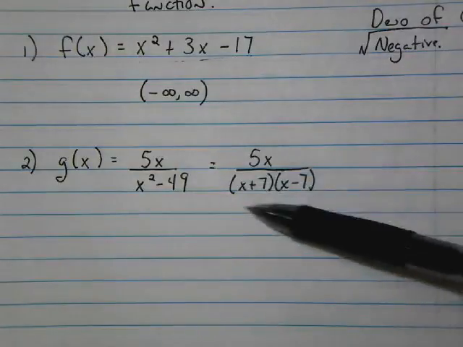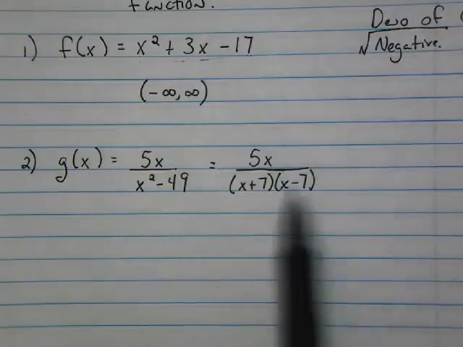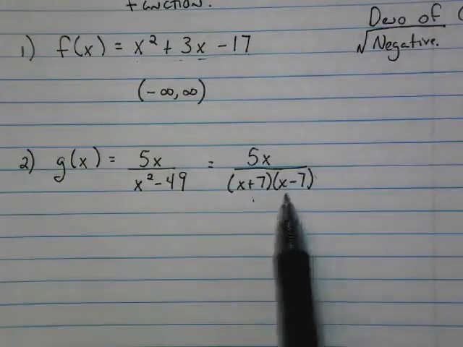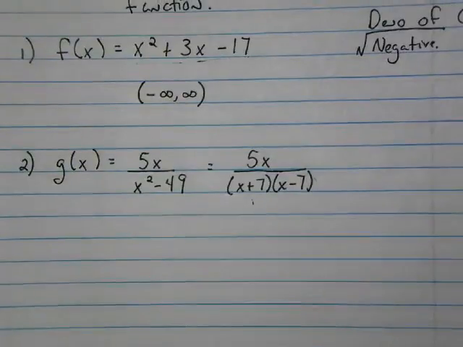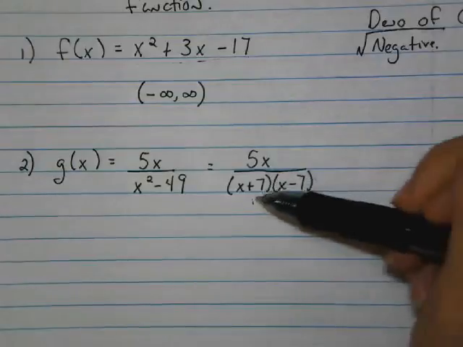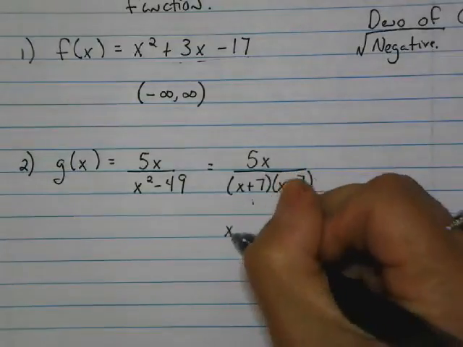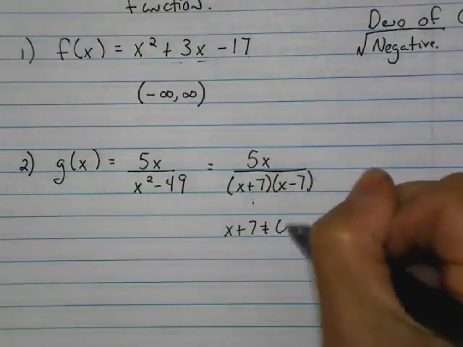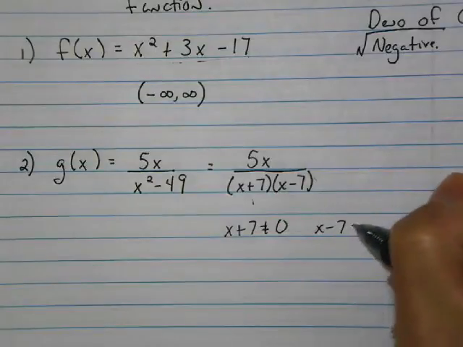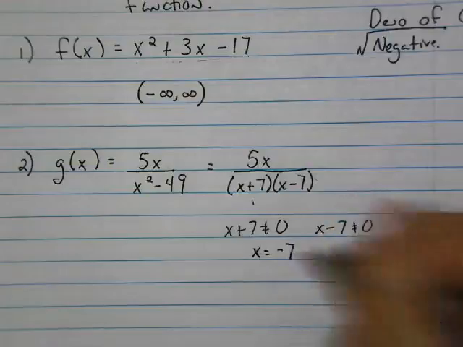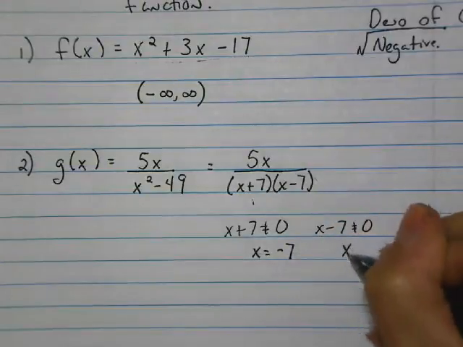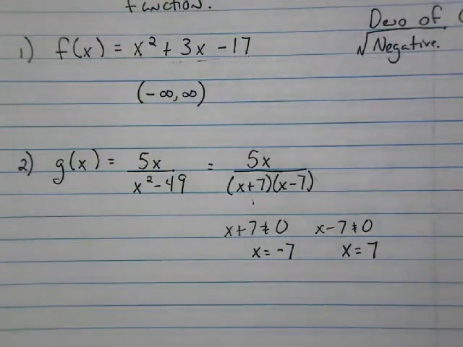So we have a denominator in this one, which means that any time this denominator becomes 0, we've got problems, that our function's going to do something crazy at that point. It's going to become what's called an asymptote. So you cannot let either one of these equal 0. So we end up that x cannot be negative 7, and x cannot be 7.